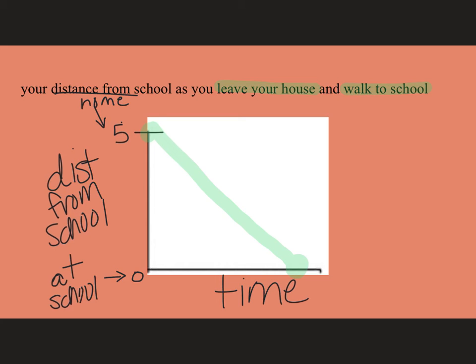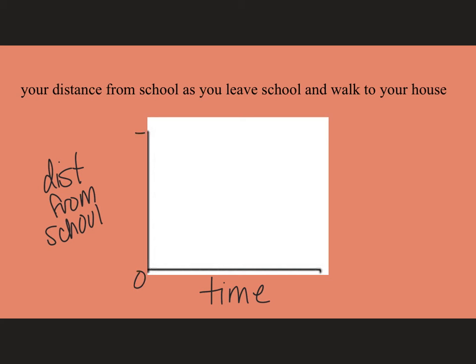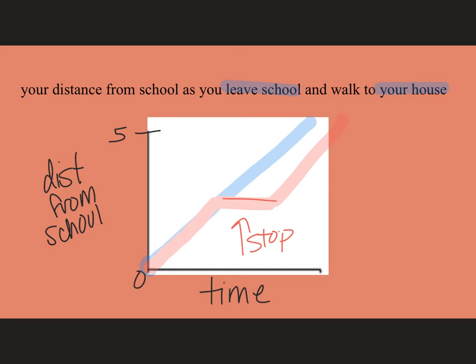Okay? Now let's look at the opposite situation. The opposite situation here is that we have time again. We still have our distance from school. This is still 0 and this is still 5. Go ahead and set that up. So again, you start at school, you walk home, or you start at school, you make a stop here, and then you continue to walk.